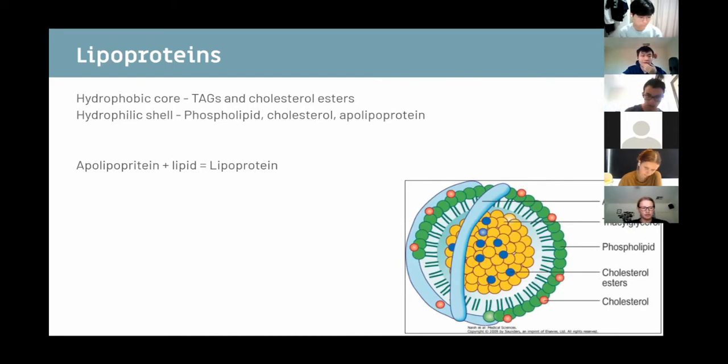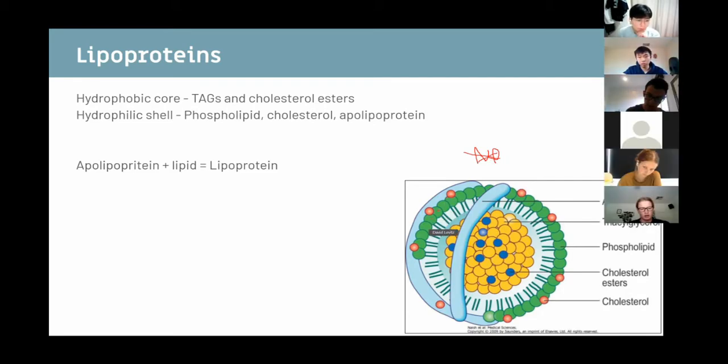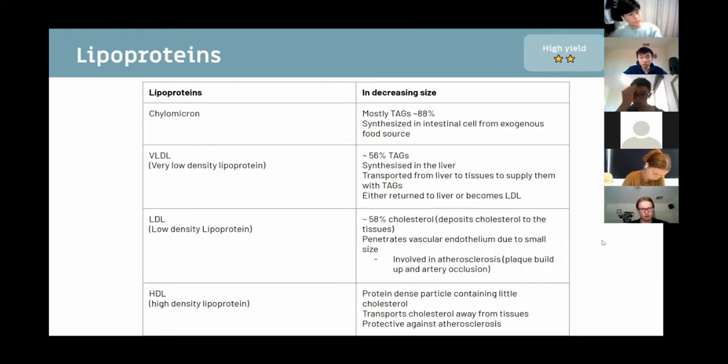Lipoproteins, they're these little structures. Why do they exist? They exist because triacylglycerides and fatty acids are usually nonpolar, so they're not soluble in blood or plasma. When they're surrounded by these little phospholipid heads, they're polar and they're soluble. They have a hydrophobic core with TAGs and cholesterol esters, and hydrophilic shells with phospholipids, cholesterols, and apolipoproteins. An apolipoprotein plus a lipid equals lipoprotein. Apolipoprotein is just a protein that protrudes from here. Next slide. It's a signaling protein. High yield, know this.